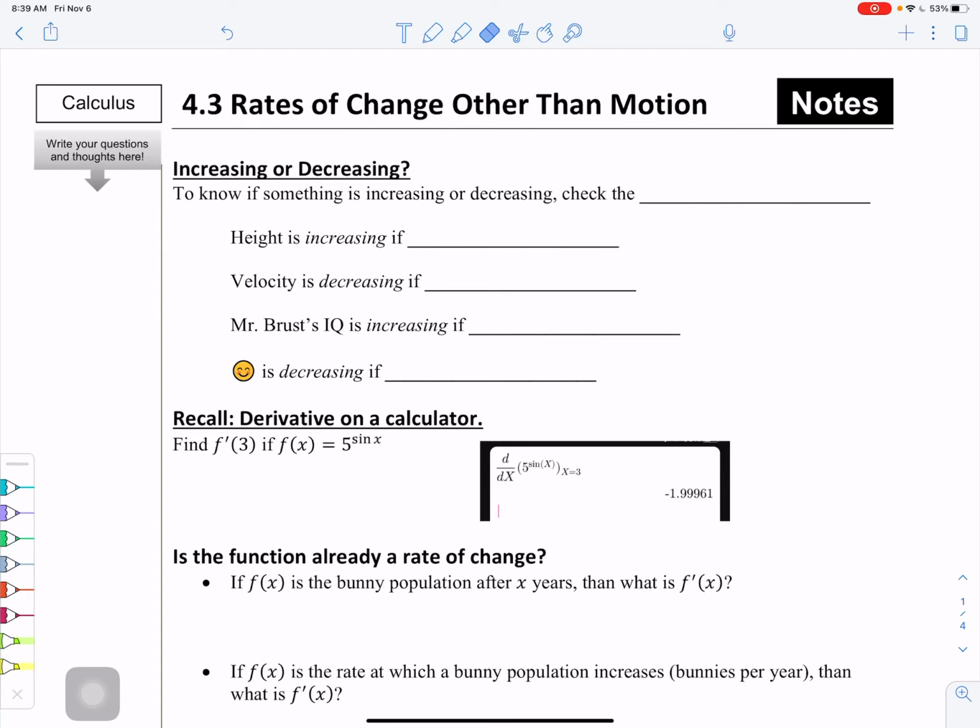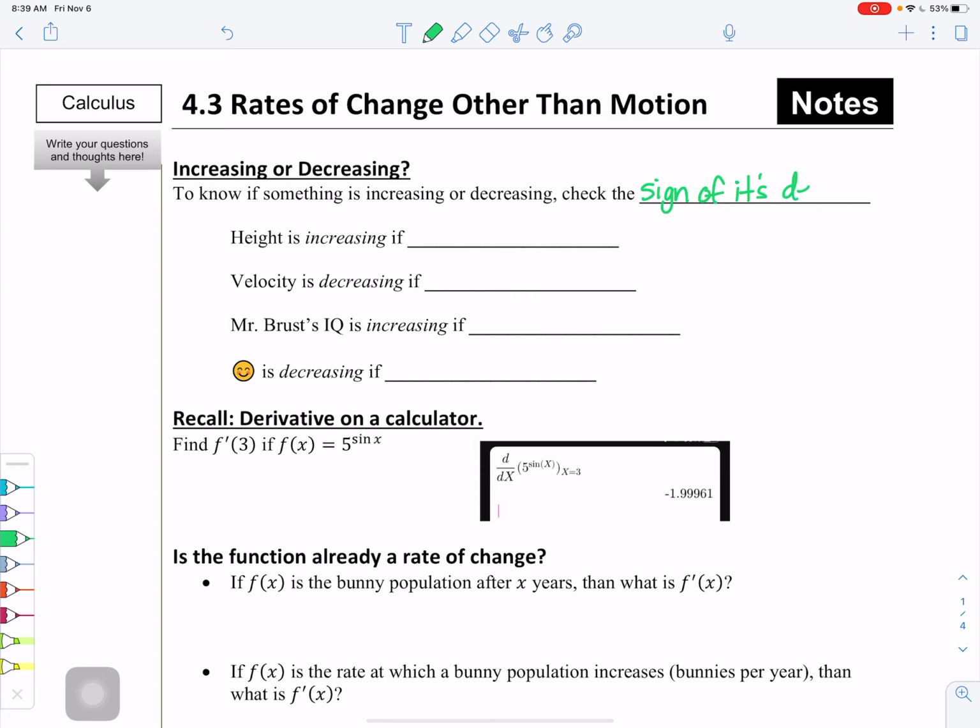This is topic 4.3, rates of change other than motion. And we're going to jump right in to increasing or decreasing. To know if something is increasing or decreasing, all we have to do is check the sign of its derivative.